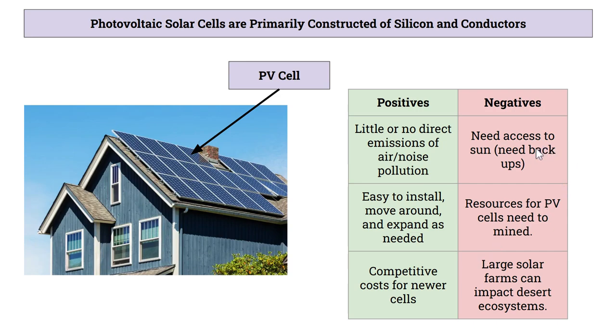Some of the negatives is obviously you're going to need access to the sun. If you have a cloudy day or if you're in a place that has winters that are cold and don't get a lot of direct sunlight, well, that's going to heavily impact how much energy you're able to create, which also means that you're probably going to need some sort of backup battery system to store excess electricity. And that also requires mining as well as other resources to be extracted. And then large solar farms. So if you have large areas of these PV cells, which are typically built in desert ecosystems, they do impact some of those natural interactions that occur there.